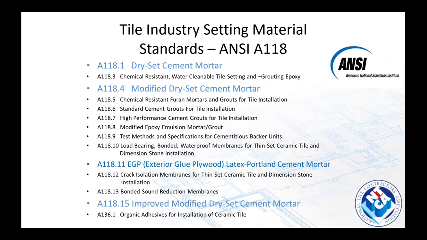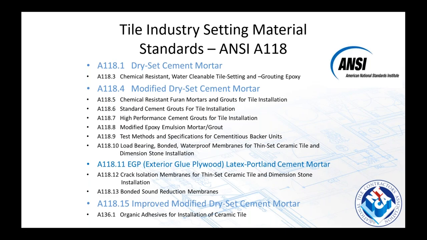So in ANSI, we've got what is now four different types of mortars. Back in 2012, we added 118.15, and I will talk about the 118.15 improved modified dry set cement mortar. The reason why I like to bring that one up is a couple things. One, it's an incredible improvement for our industry, and two, that's the year that we also started with mortar designations. I know everybody's been seeing them for a long time, right? No, not really. When we first started to add mortar designations, I don't think marketing was able to keep up with it. You don't repackage, you don't change everything out right away. But I think a lot of the manufacturers now can show you how they meet the ANSI mortar designations.